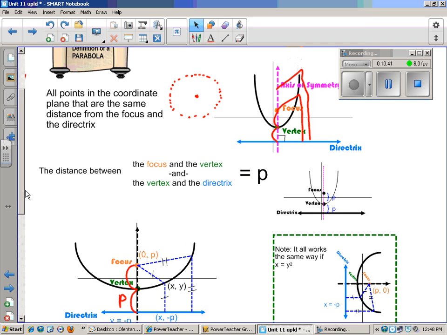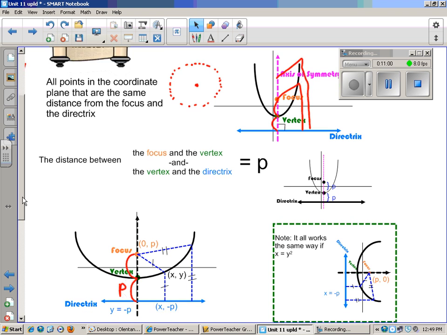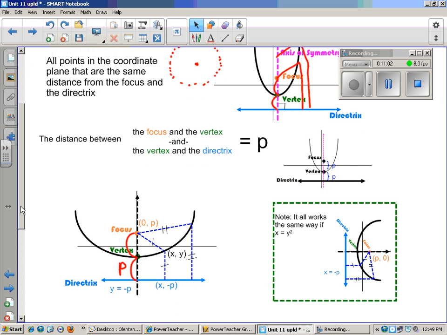Okay? So again, the definition of a parabola is all points on a coordinate plane that are the same distance from a focus and a directrix. Okay? So if you tell me the focus and the directrix, I can figure out where the rest of the parabola goes. And I just wanted to mention too, it works exactly the same way left and right as it does up and down. I'm not going to spend time doing both just because you do the same thing.